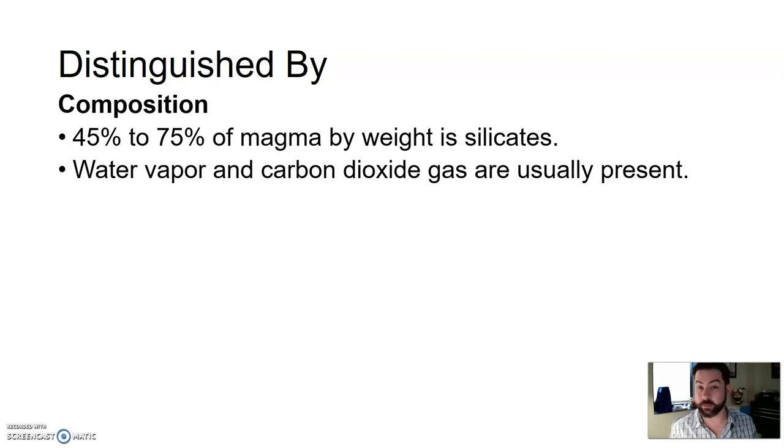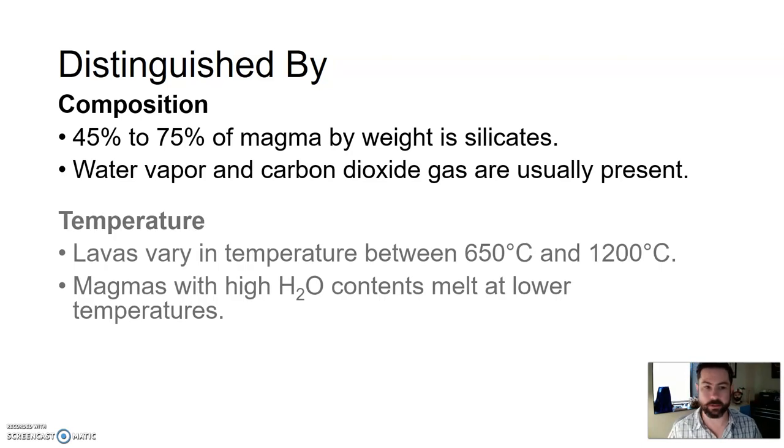So, how do we distinguish between basaltic, andesitic, and rhyolitic magma? First off is by their composition. So anywhere from 45% to 75% of magma by weight is silicates or silica or quartz. So depending on how much or how little quartz is in the magma will determine what type of magma it is. How much water vapor and carbon dioxide are present. The more water vapor, the more carbon dioxide, that changes the chemistry of the magma a little bit.